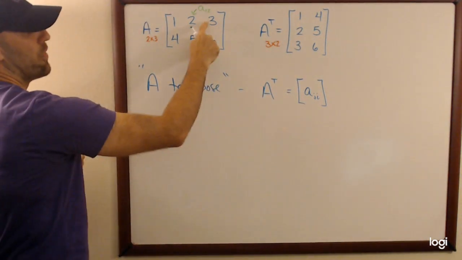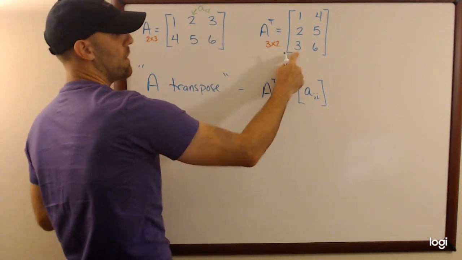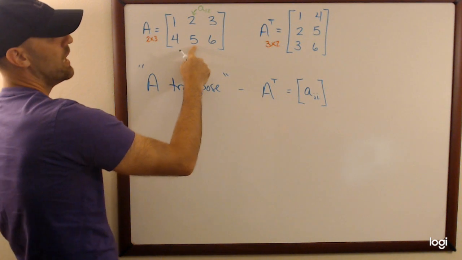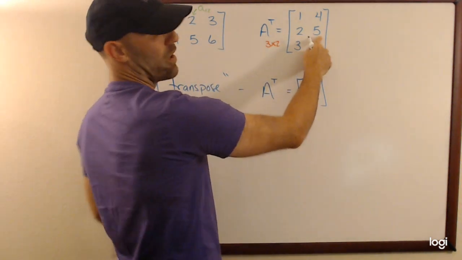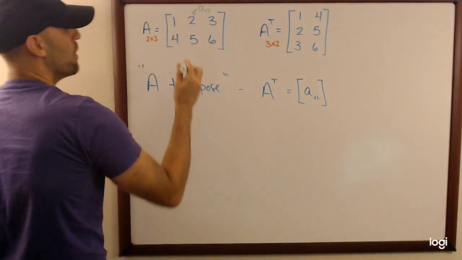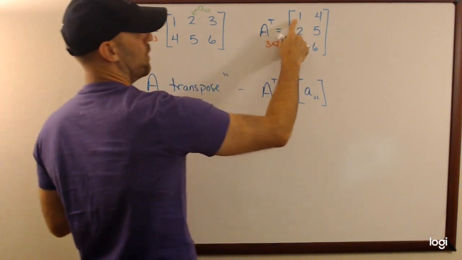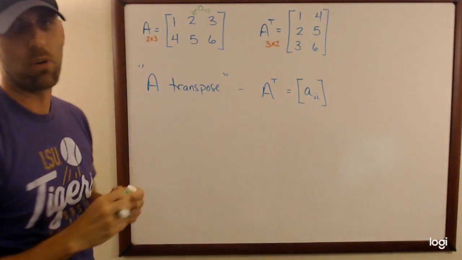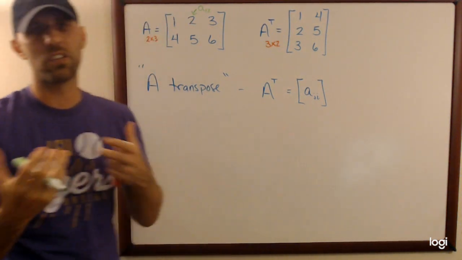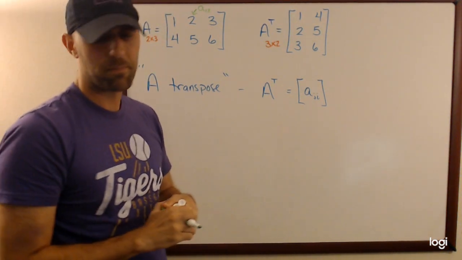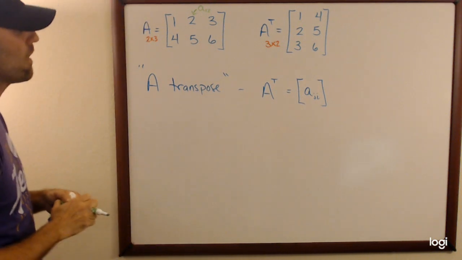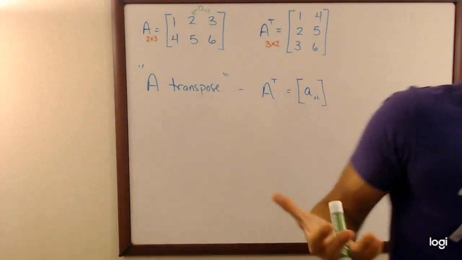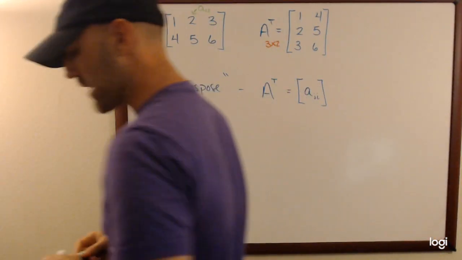This is the 1, 3. It goes to the 3, 1 position. This is the 2, 2. It goes to the 2, 2 position. Note that the 1 and the 5 didn't actually move. Still in the 1, 1, still in the 2, 2. The diagonal doesn't actually move. So all the transpose does is swap the indices. All right, fine. It's reasonable.